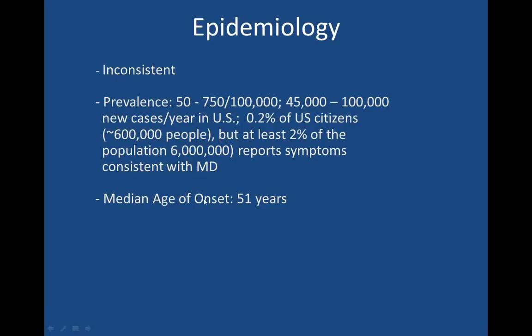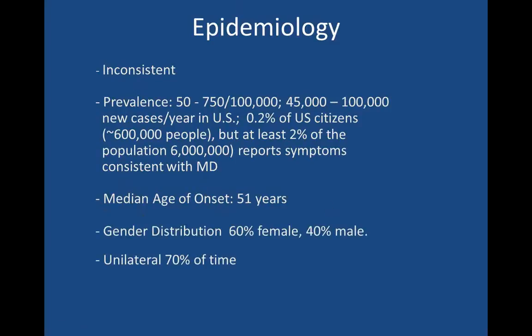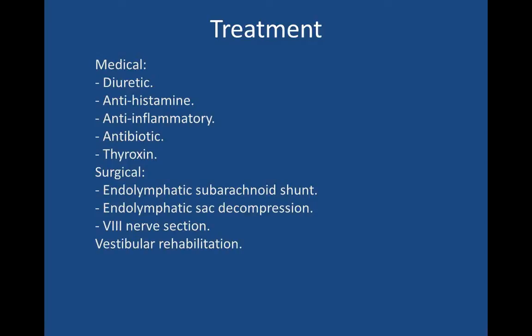Epidemiology of Meniere's: median onset is roughly around 50 years of age, slightly more female than male, and most of the time, at least, it begins as a unilateral disorder. The treatment ranges from medical to surgical to vestibular rehabilitation. Some of these work very well. Not all of them work on all people, and some of them don't work for anybody. There are dietary factors going on. There's perhaps an allergic factor going on.